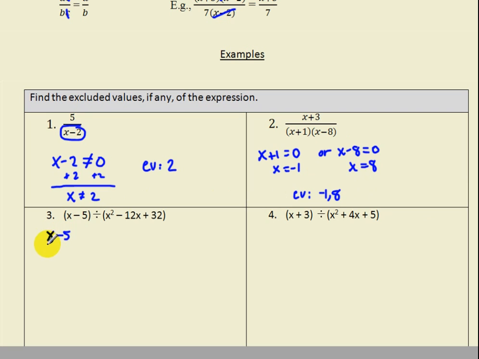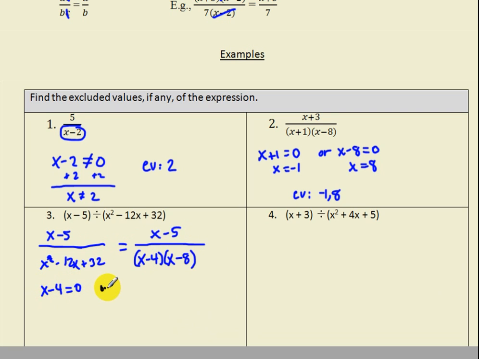Here we have x minus 5 over x squared, oops, that's a squared, minus 12x plus 32. Okay, so now what we need to do is try and factor that denominator if we can. So this is equal to x minus 5 over, and this does indeed factor, it factors to x minus 4 times x minus 8. And that means we cannot have x minus 4 equal to 0 or x minus 8 equal to 0. So x cannot be 4 and x cannot be 8. So our excluded values here are 4 and 8.